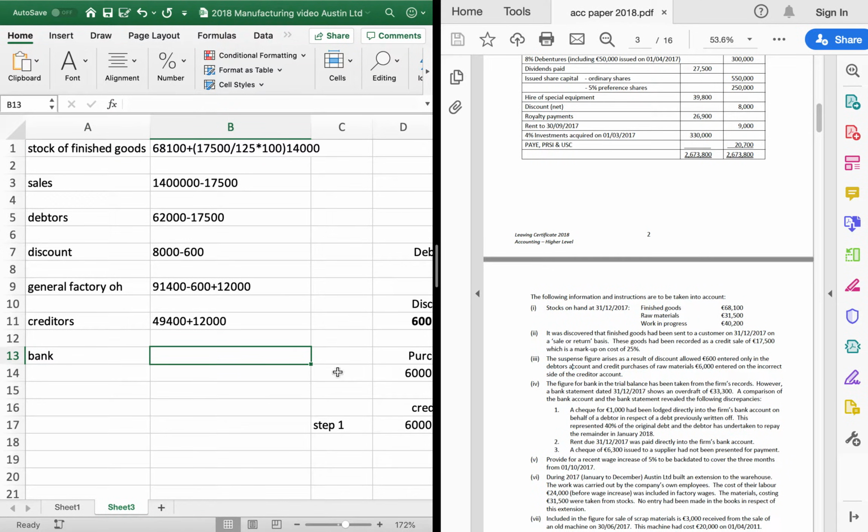So your bank working, your bank rec statement. The figure for bank in the trial balance has been taken from the firm's records. However, a bank statement dated 31st of 12 shows an overdraft of 33.3. So the bank statement shows an overdraft of 33.3.